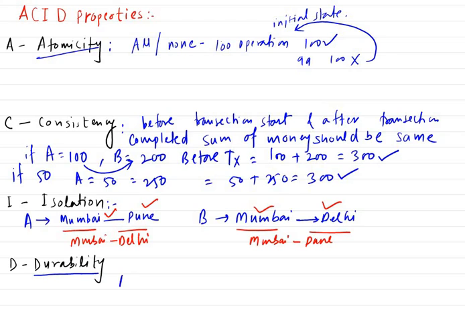That means if A has 300 rupees after commit, it must remain 300. It will not change to 250 or 3000 after some duration, or after 2 or 3 years. A must remain 300 throughout the years. So it is called durability. Durability means if data is saved or committed, it must remain saved as it is, irrespective of server failure, irrespective of database failure, irrespective of time.